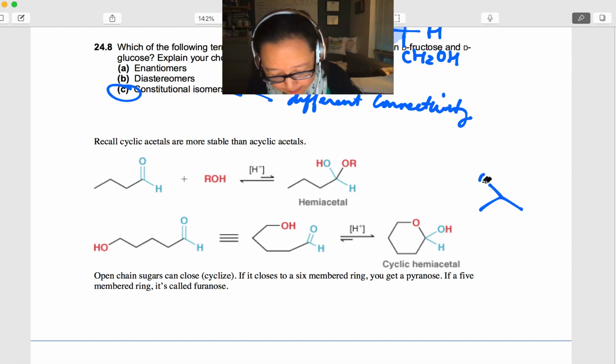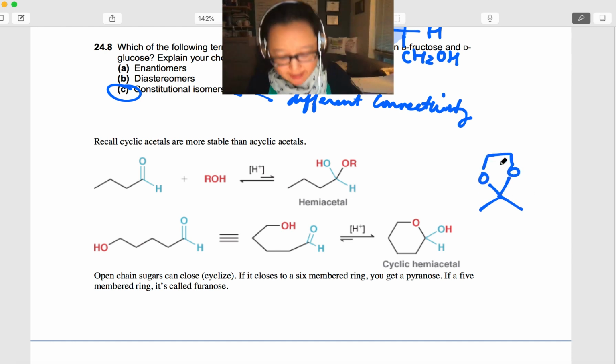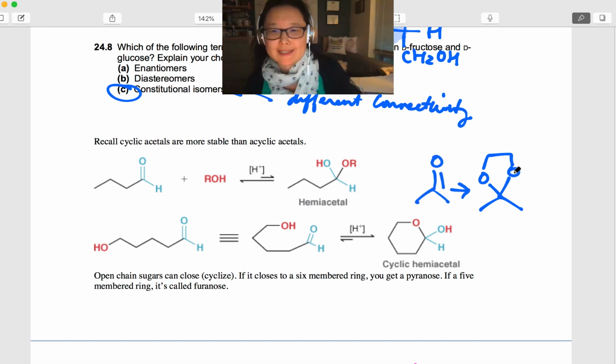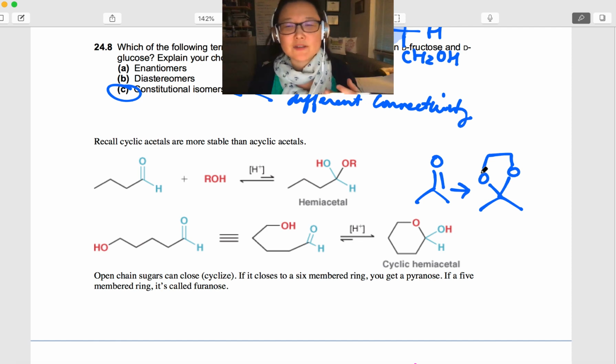And you've learned about this as a protecting group. It's really great because that can protect your aldehyde or ketone from reacting. And then you can use acid hydrolysis to turn it back into that group later. So that's a really important reaction. So we can do the same thing with sugars.